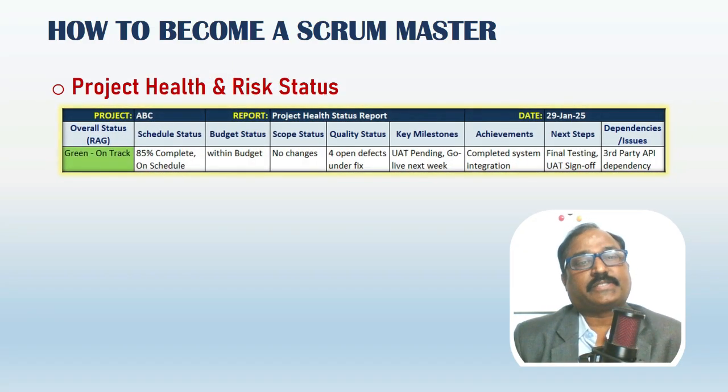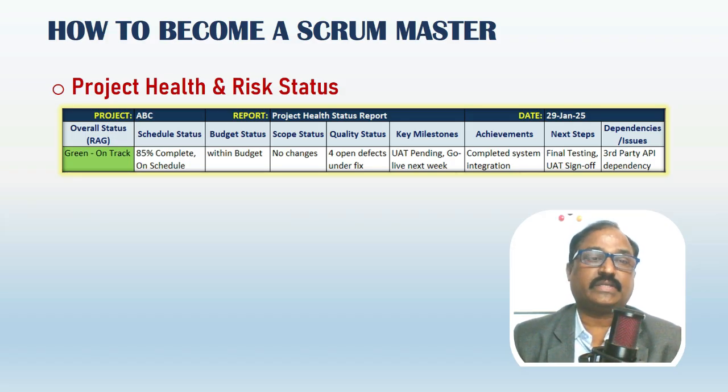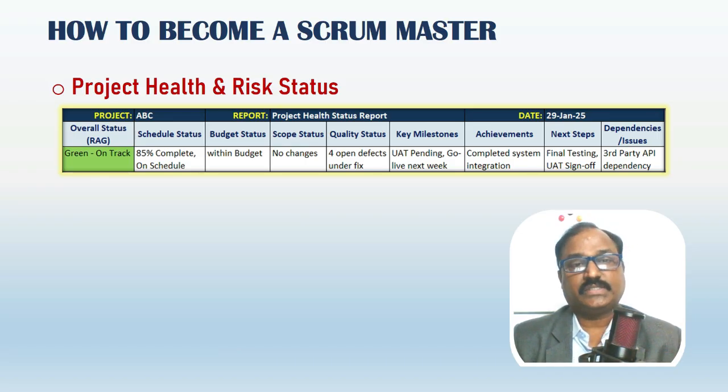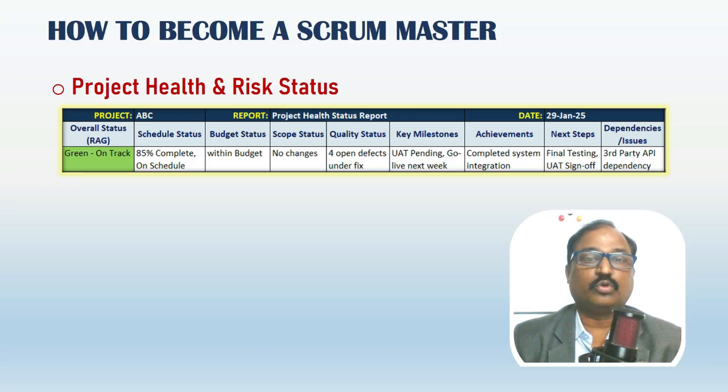Project health and risk status. A project health status report shows the current health status of the project. Here is an example, project ABC. The project's overall health is shown through RAG, which is red, amber, green. Green means on track, that means within budget, on schedule, scope in control. Amber means some issues and risks are there but manageable.